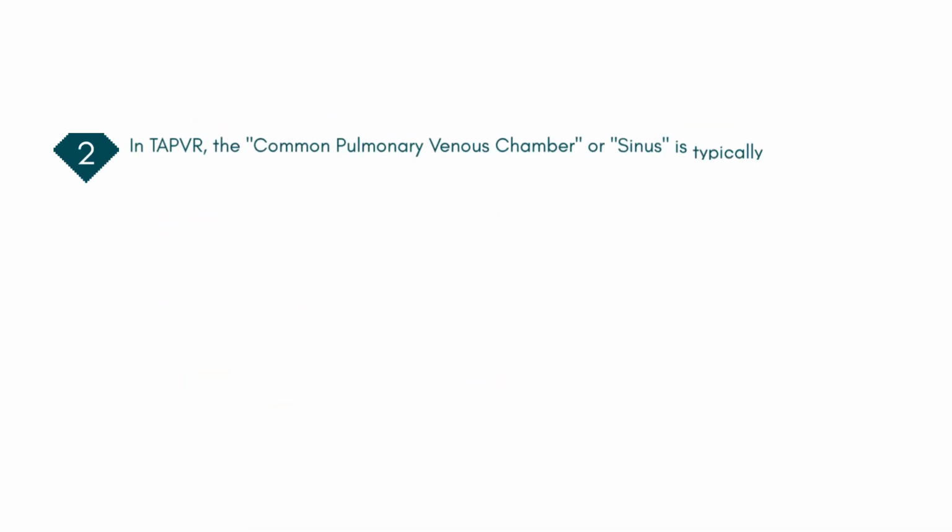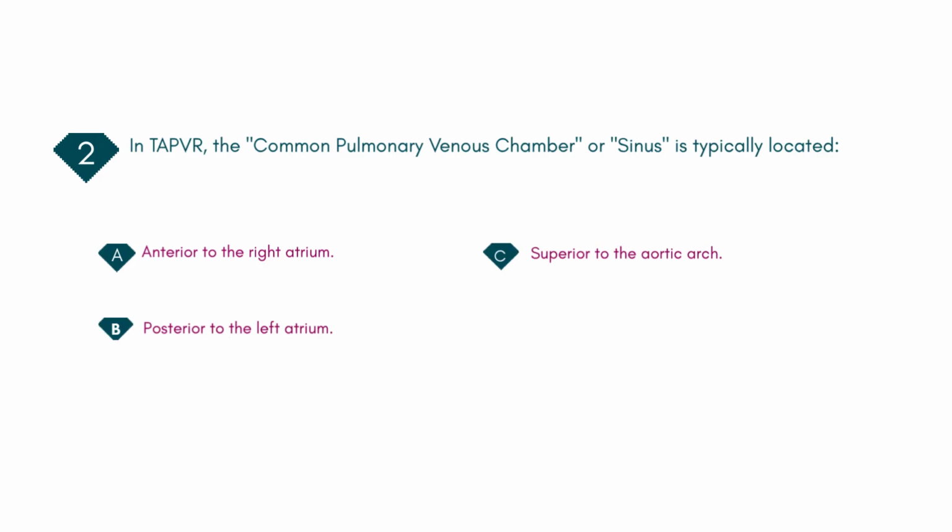In TAPVR, the common pulmonary venous chamber or sinus is typically located: A. Anterior to the right atrium. B. Posterior to the left atrium. C. Superior to the aortic arch. D. Inferior to the liver. Answer: B. Posterior to the left atrium.